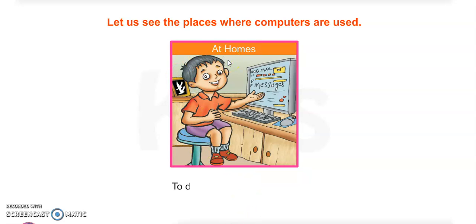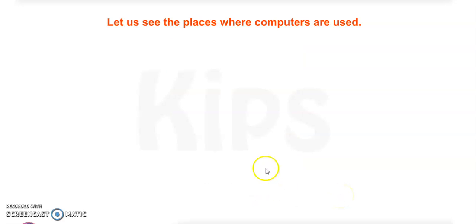First, at home. Yes, we are using computers and laptops at home for different types of work. We can play games on the computer, send messages, type, listen to music, watch movies, and search for information with Google. And nowadays we do our homework on the computer and laptop. So at home there are different uses of a computer, to do work and play games.